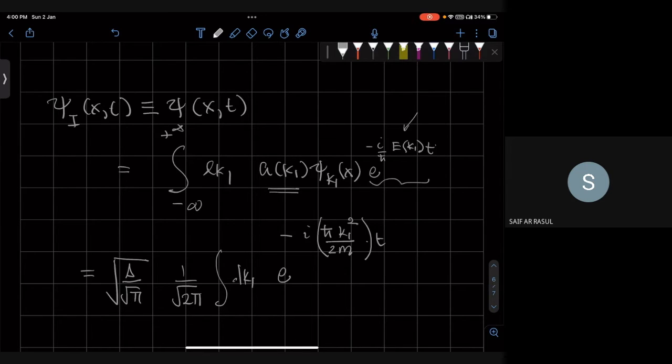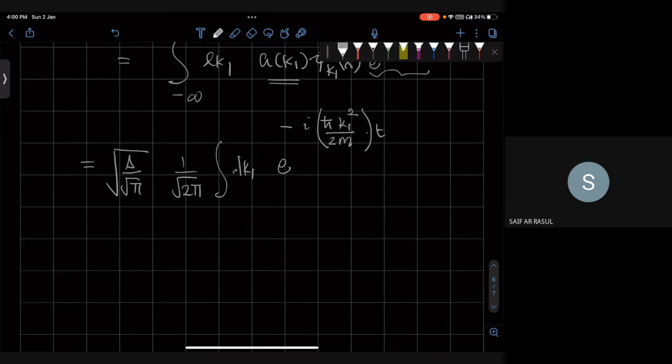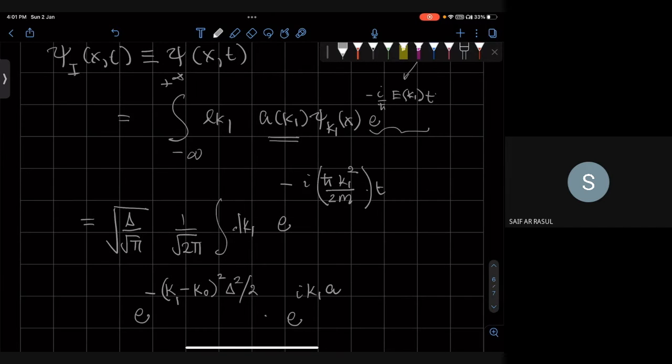And then let's write A of k1. We just saw what A of k1 was. It had e to the power minus a Gaussian factor, k1 minus k naught squared, delta squared divided by 2. This was the Gaussian in momentum space. And then we had a phase factor, i k1 a. So we have written this one and this one, and now we have to write this.